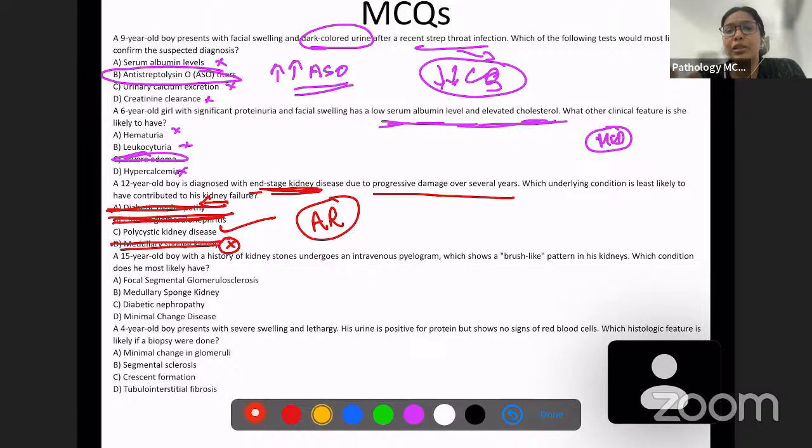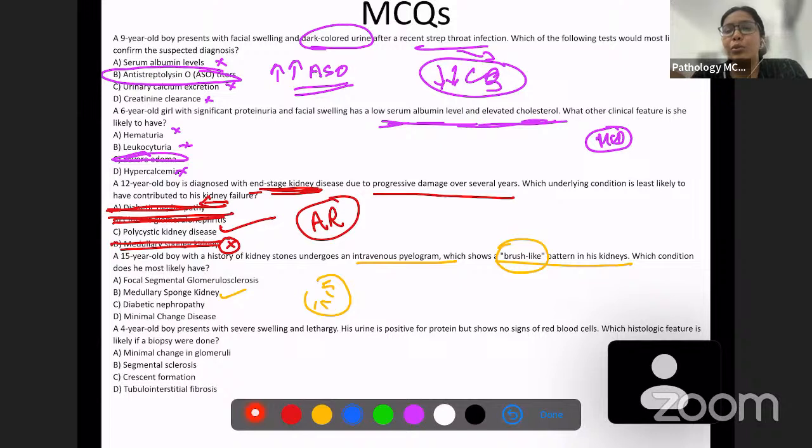Now the next question. A 15-year-old boy with history of kidney stones undergoes an intravenous pyelogram and shows a brush-like pattern in his kidneys. We have discussed this. Which condition does he most likely have? Brush-like pattern in the kidneys, we know, is because of medullary involvement. We have a brush-like pattern in the kidney, which is seen in medullary sponge kidney.